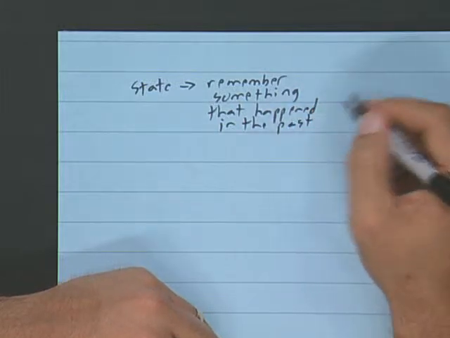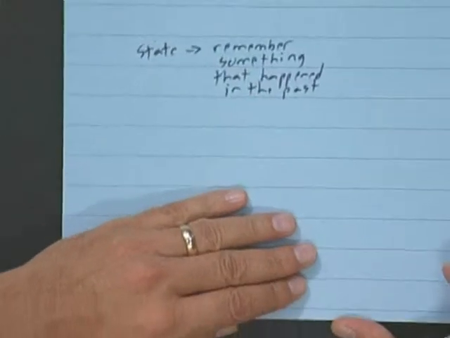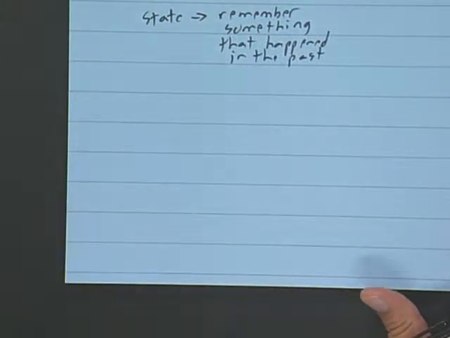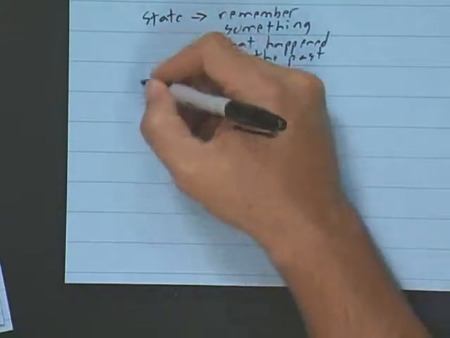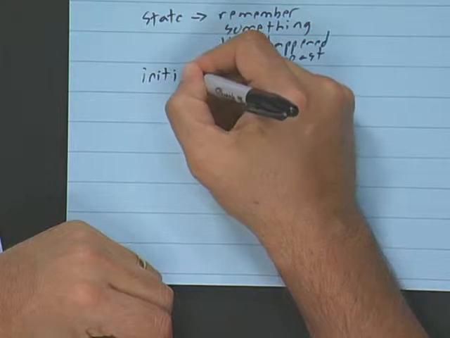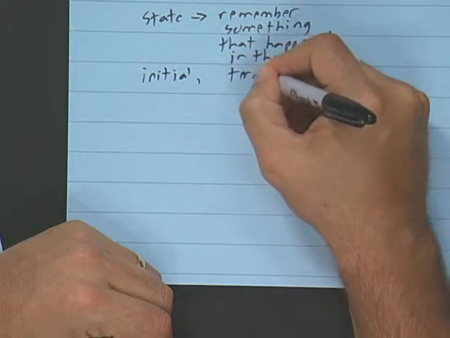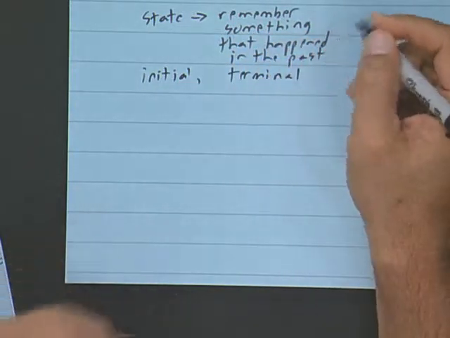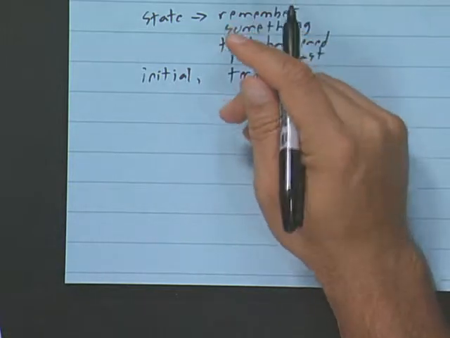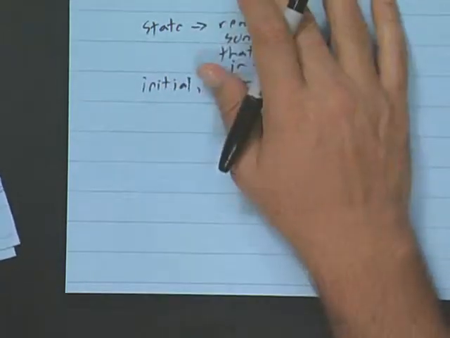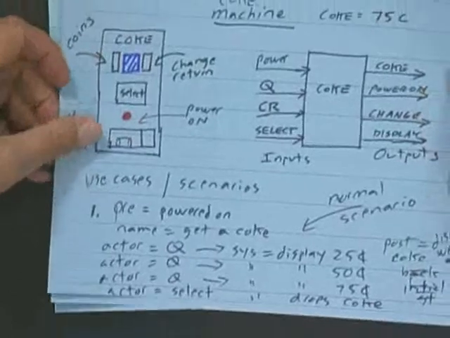So important things to remember, okay? We talked about this concept of initial state and terminal state. So what might this look like? Well, the initial state, how would we get to the initial state in this state machine?